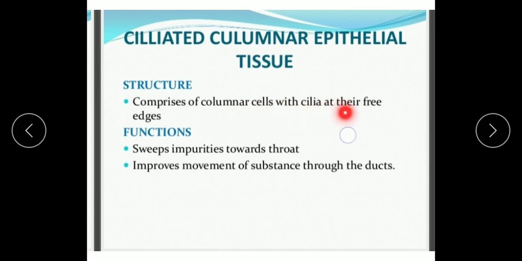The edges of the cells have the cilia. The function of the ciliated columnar epithelium is that it sweeps impurities towards the throat. It also improves the movement of substances through the ducts, so any substance moving through ducts or narrow tubes has its movement increased or improved.